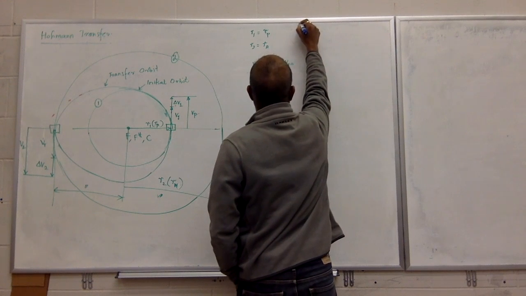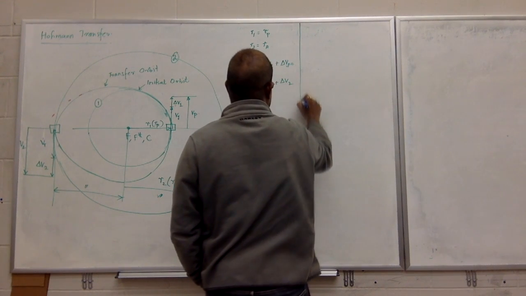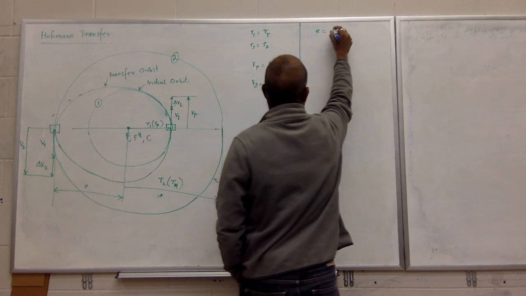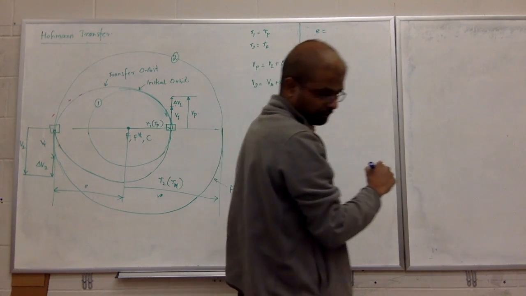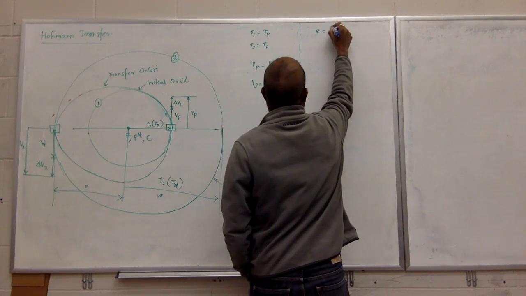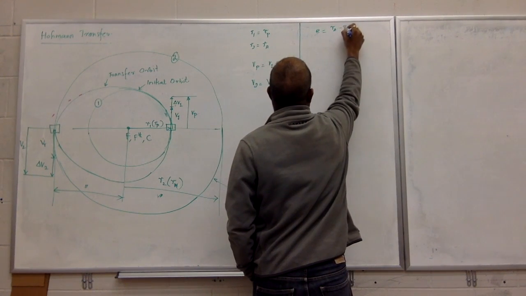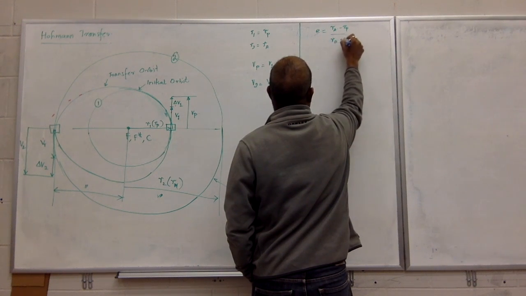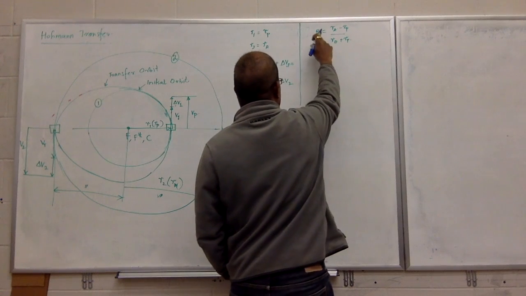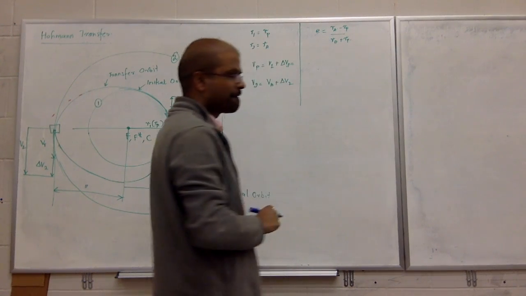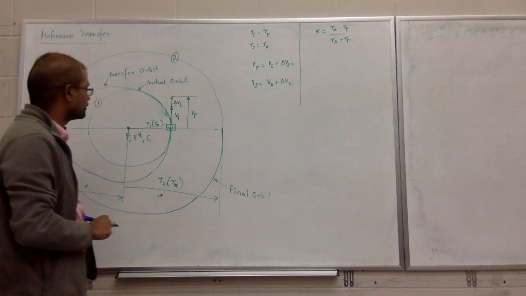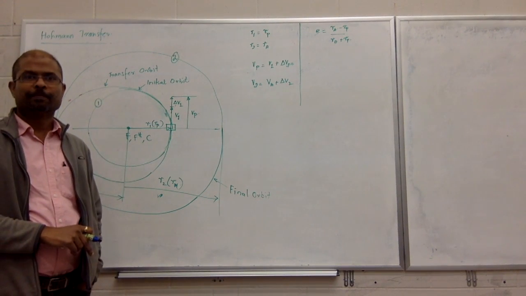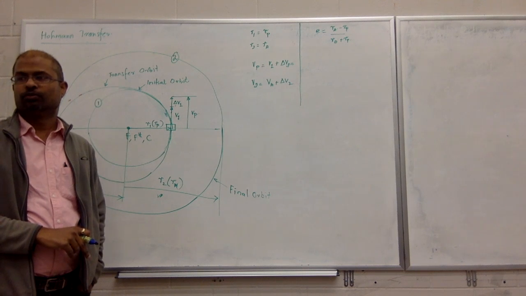And see if you can follow this. Eccentricity is what? RA minus RP divided by RA plus RP. What eccentricity am I referring to here? What is the eccentricity of this first orbit? Zero. Circle is 0.